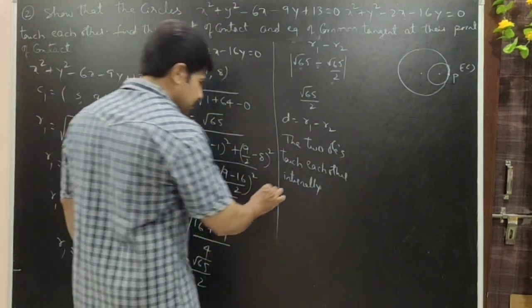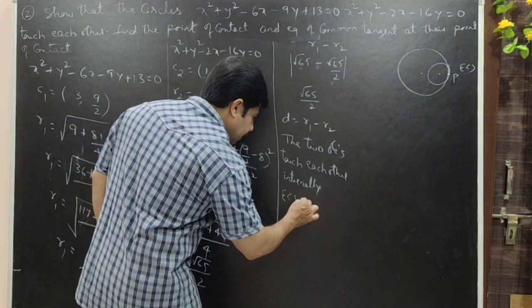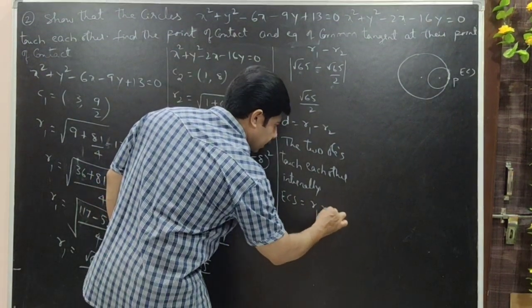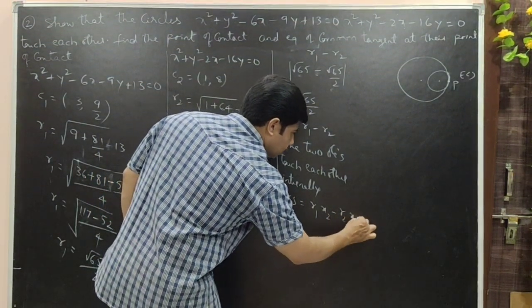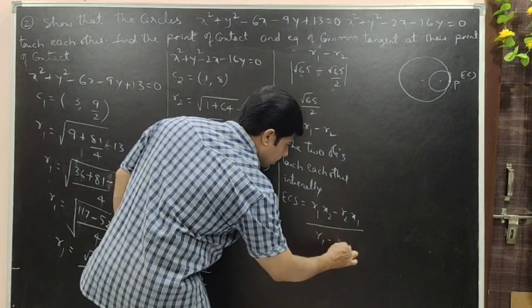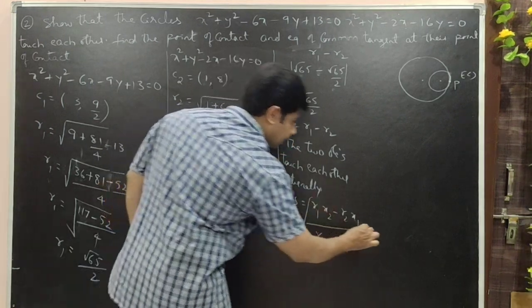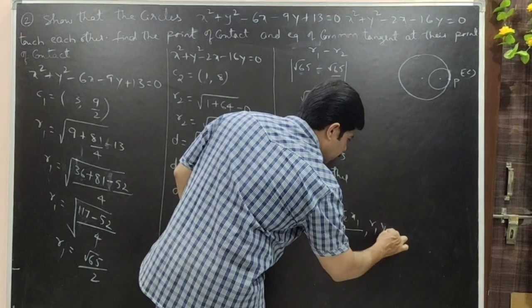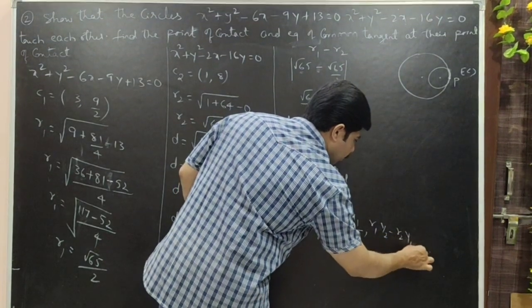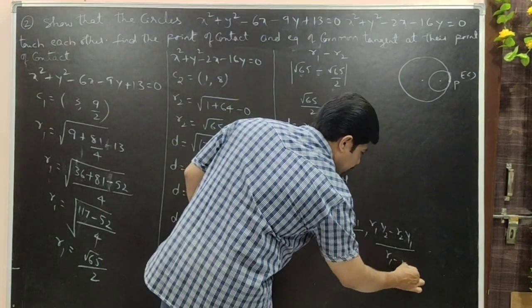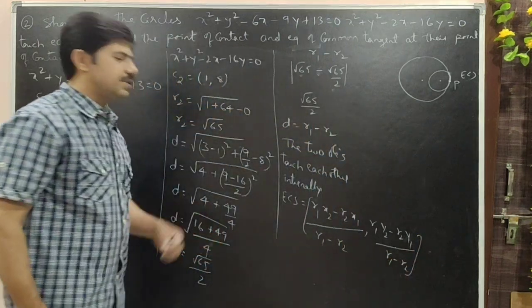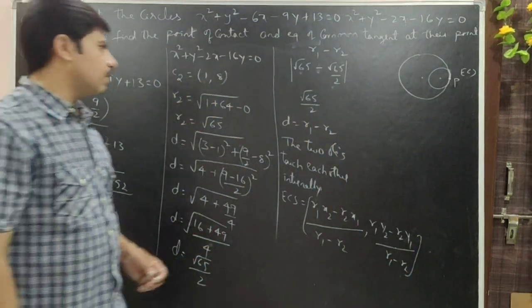So, what is ECS? ECS is nothing but (R1x2 minus R2x1) by (R1 minus R2), comma, (R1y2 minus R2y1) by (R1 minus R2). That is the ECS. Okay. So, we will find out that ECS.